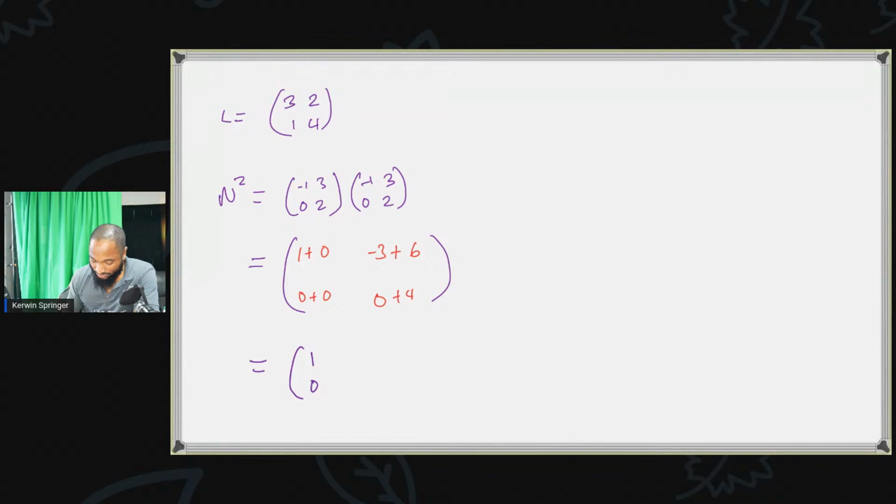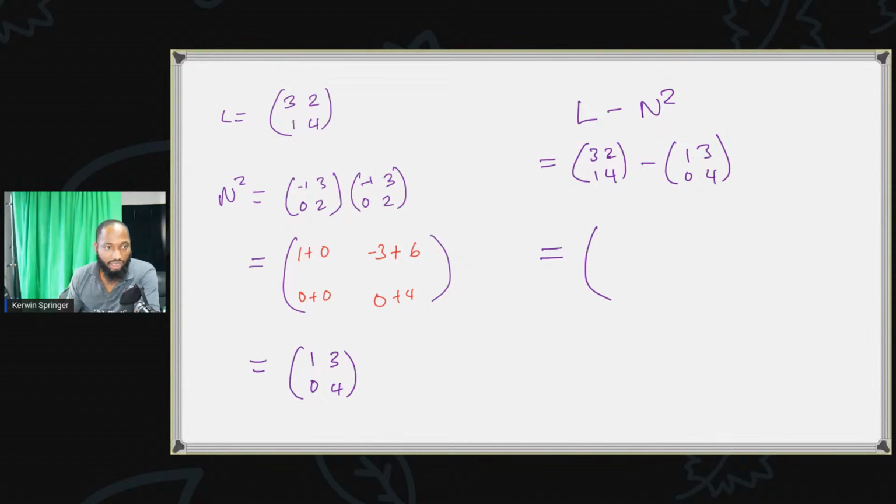So 1, 0, 3, 4. That's N squared. So L minus N squared is 3214 minus 1034, because this is N squared. What are you feeling? Is this correct? I didn't verify any of these things, I'm just doing it as it comes. Double check the negative signs, you know. I find that looking good. I don't know about y'all. Negative 1, 1, 0.